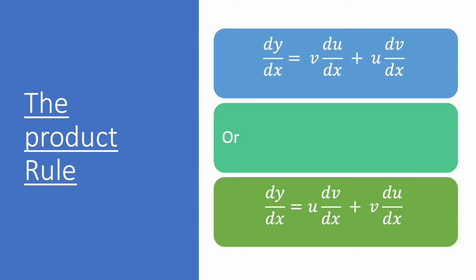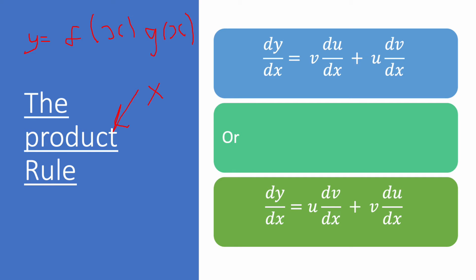So the product rule, guys, is when I have two functions that are multiplied together. Let's say I've got y equals a function of x times a function g of x, and the product rule would be used to work out the derivative of two functions that are multiplied together, f of x times g of x. The word product in maths means multiply.